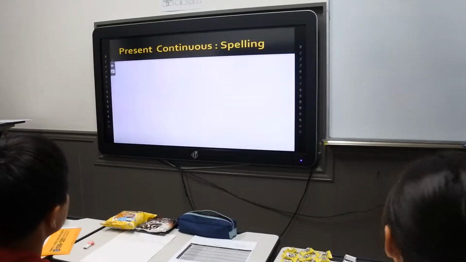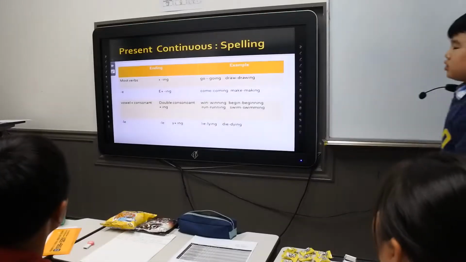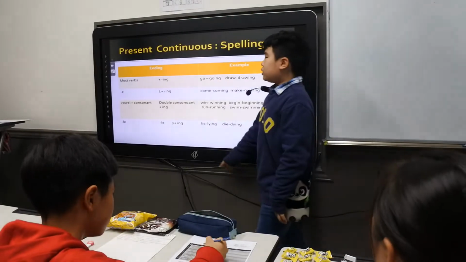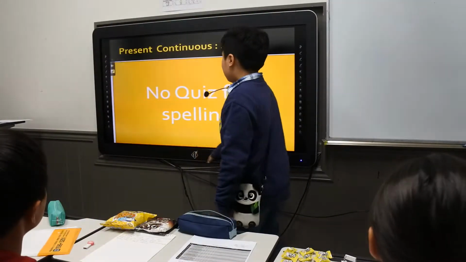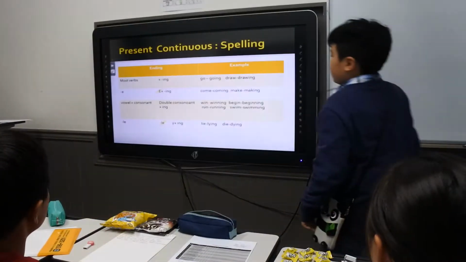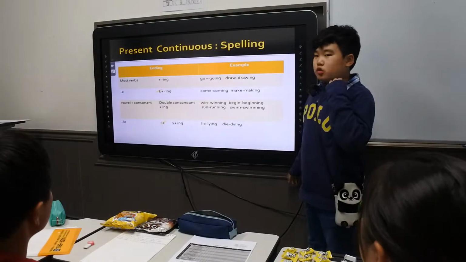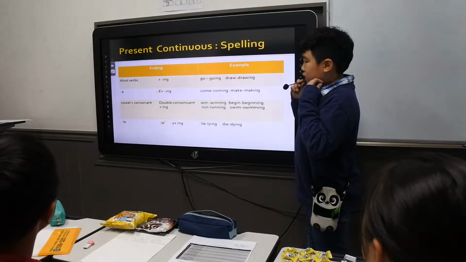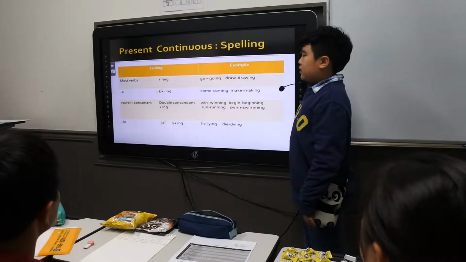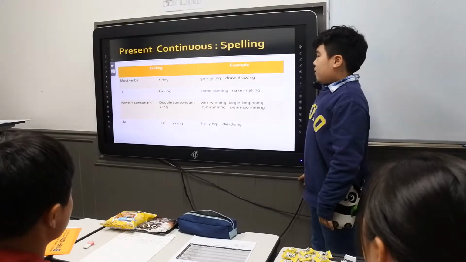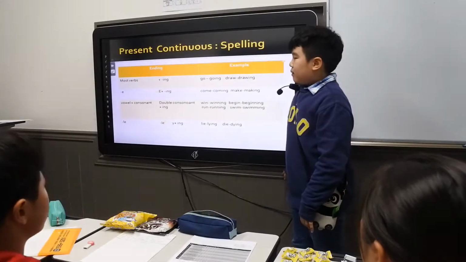present continuous spelling. This is a chart of present continuous spelling. For most words we add ing. For example, go to going and draw to drawing. With e, we cross out e and add ing. For example, come to coming, make to making.